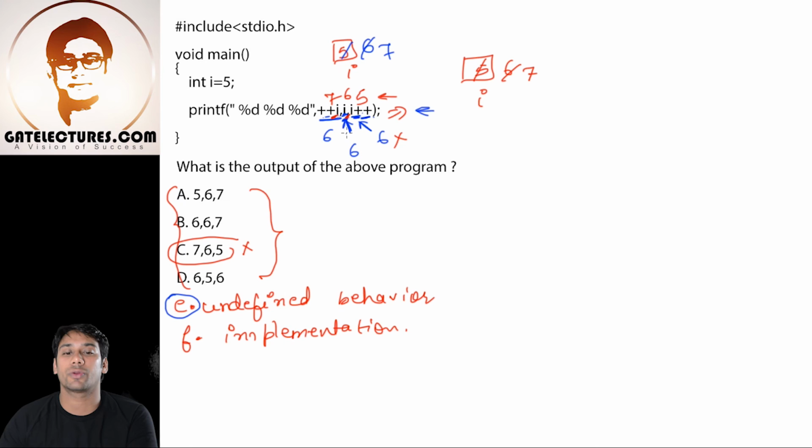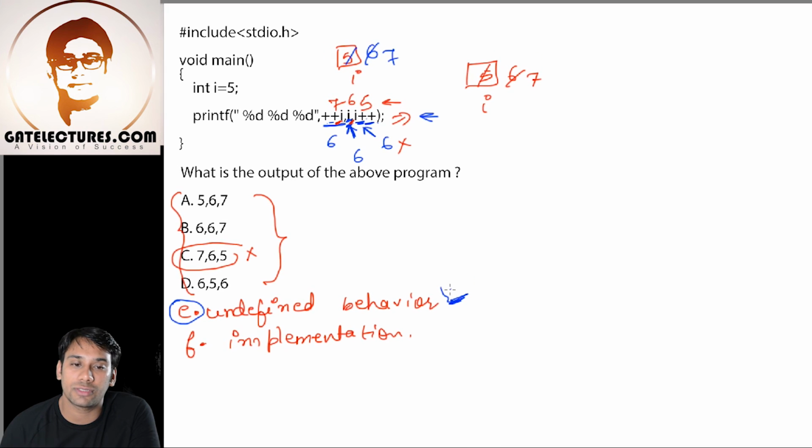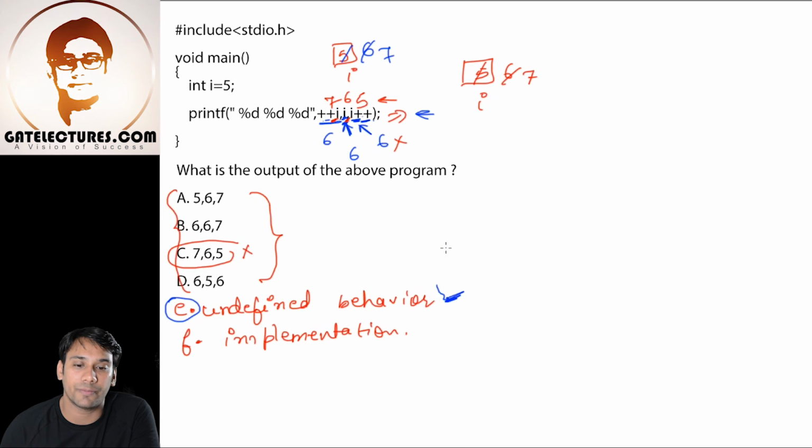If you execute this program in Xcode, you will get some different output. If you execute it in an online compiler, you will get a different output. If you execute it in Turbo C, you are going to get a different output. If you execute it in Dev C++, you are going to get a different output. So their outputs will not match, and it will confuse you. Why? Because of this undefined behavior. This is an ambiguity in the C programming language.